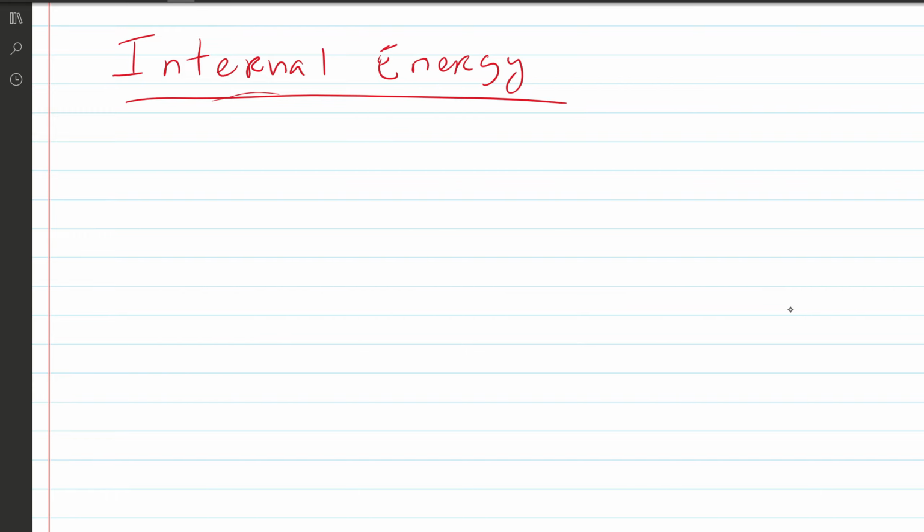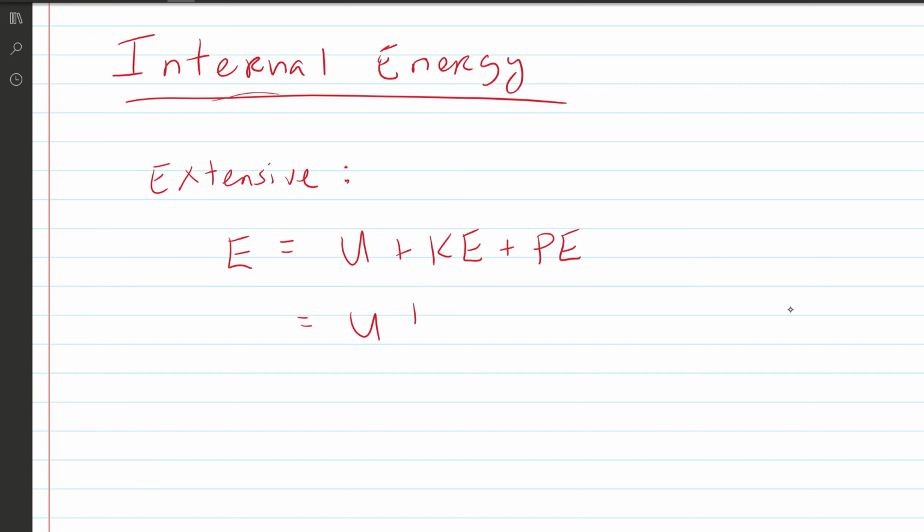So let's look at the total energy of systems. And we're looking at extensive properties. So here we're looking at E equals U plus KE plus PE, right? Which gives us U. We know that KE, the kinetic energy, is 1/2 mv squared. The potential energy is mgz, as given.